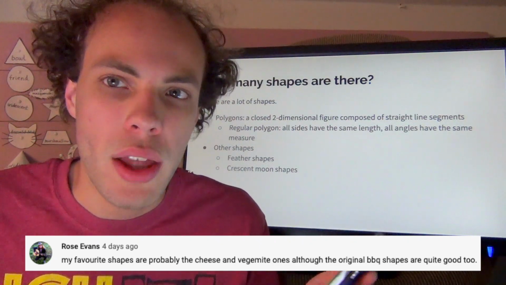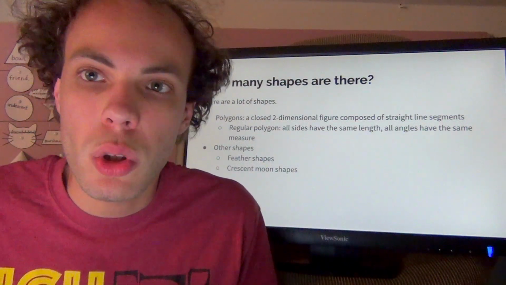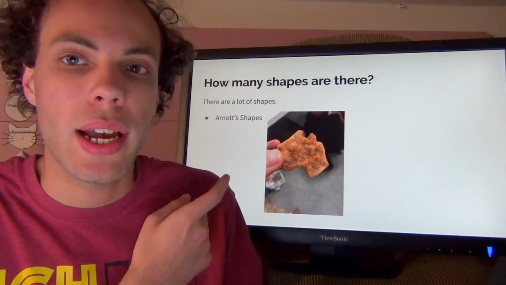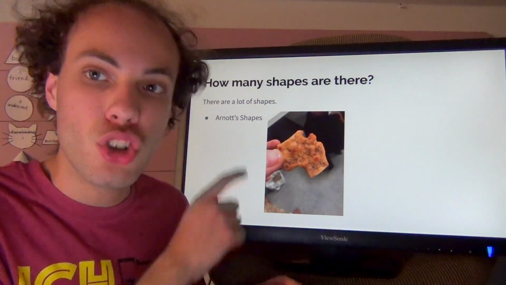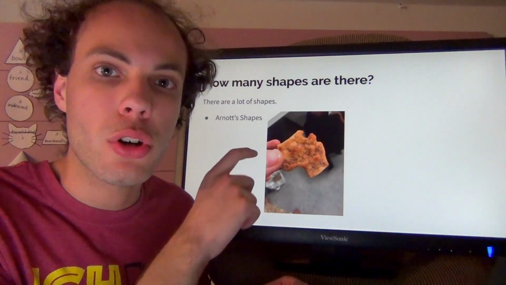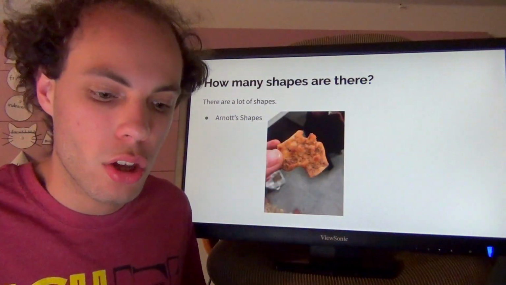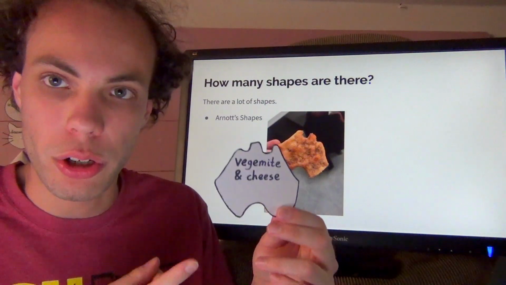Now, I had no idea what this meant until I began Googling and discovered Arnott's shapes, which are an Australian snack. Luckily for our purposes, the cheese and Vegemite flavored shape does have a very unique shape. So I've created this shape to put on the board.